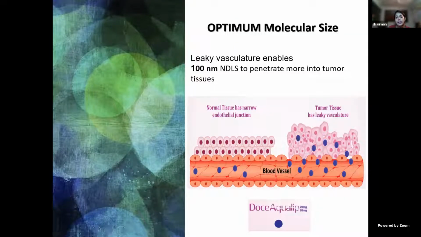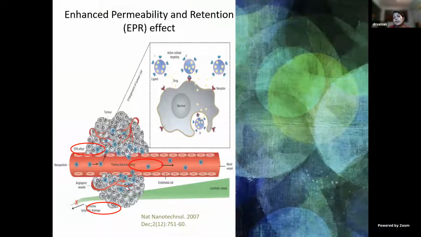So the optimum molecular size is about 100 nanometers. Now, why is the size optimum? Because we know that normally this is how the endothelial junction is. It's narrow. A lot of solvent-based drugs cannot actually penetrate the narrow endothelial junction. But a tumor tissue has a very leaky vasculature. And because of the size, these molecules are able to escape out of the endothelium and percolate onto the tissue. So this is called the enhanced permeability and retention effect.